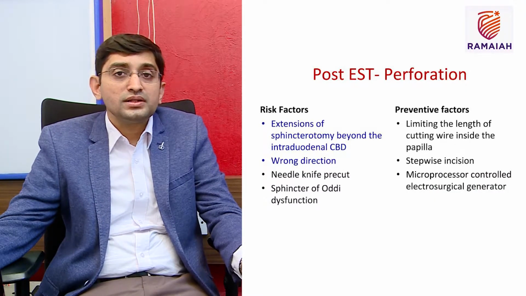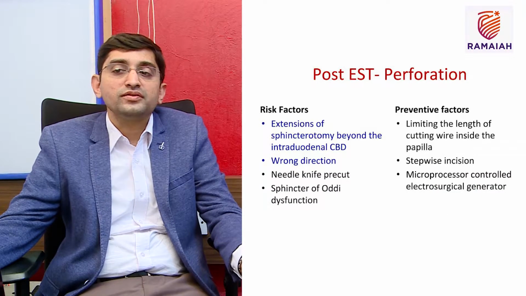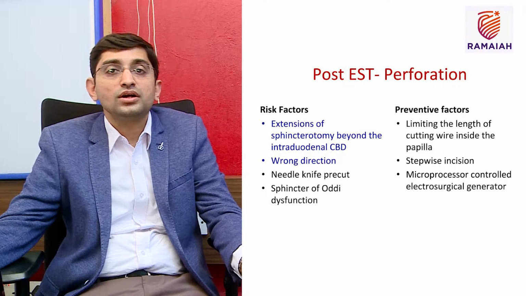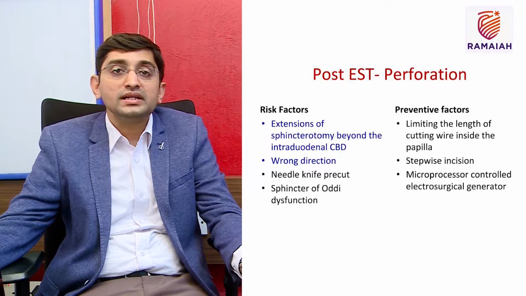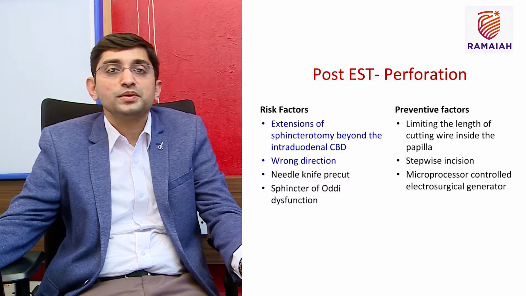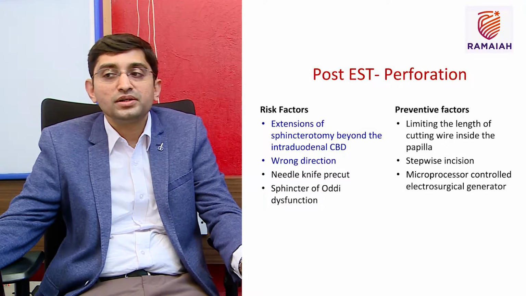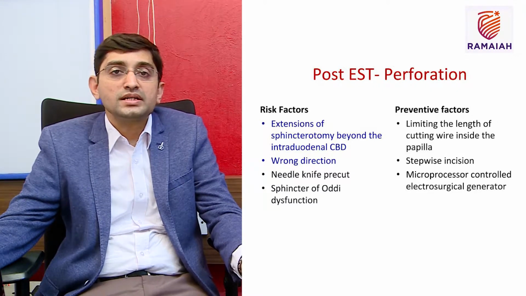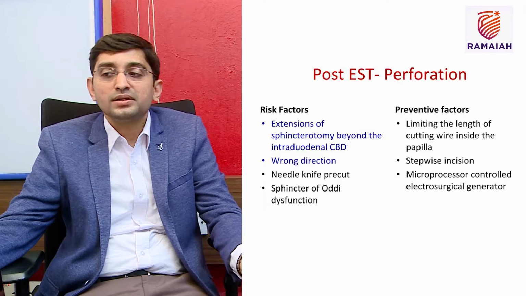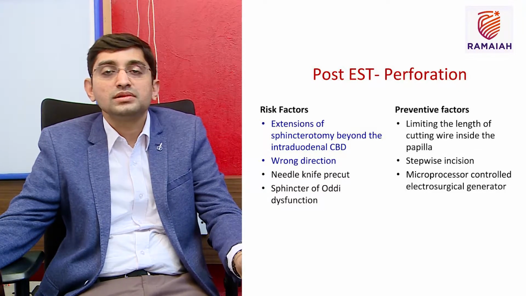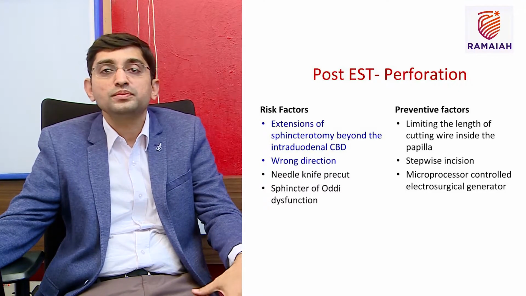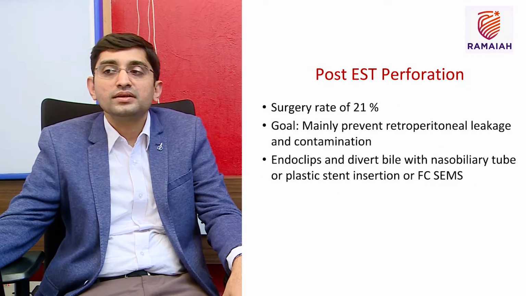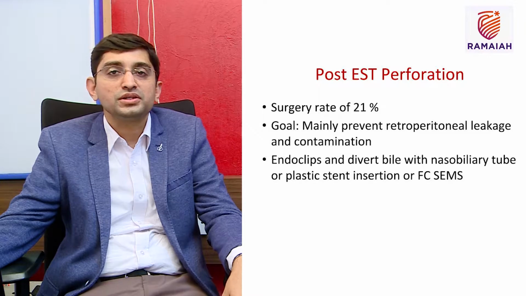The risk factors for post-ERC perforation are extending the sphincterotomy beyond the intraduodenal portion of the bile duct, a wrong direction of the cut, needle knife pre-cut sphincterotomy, or cases of sphincter of Oddi dysfunction. What are the preventive measures? Limit the length of the cutting wire inside the ampulla, and cut in a stepwise fashion rather than a zipper cut. Your right-hand assistant should also bow the sphincterotome much less, otherwise there is a high chance of a zipper cut and perforation.